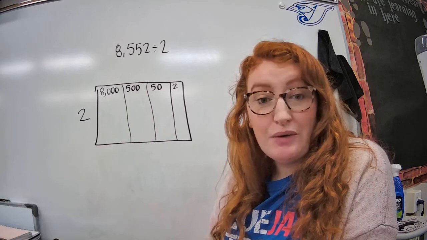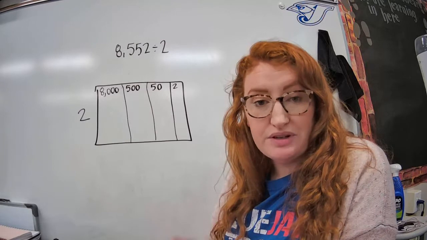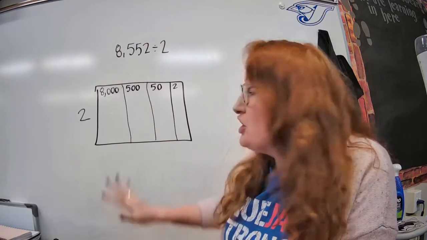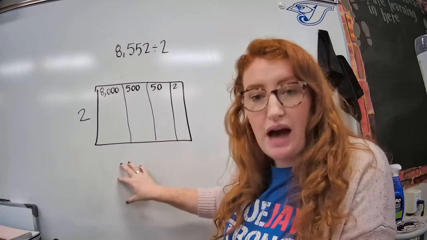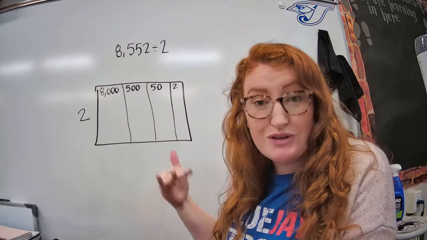Hey, fourth graders. So today we're going to keep going with that area model, except we're going to look at 4-digit numbers divided by a single-digit number with remainders and without remainders. So we're going to start with this one. This one will not have a remainder. So my problem is 8,552 divided by 2.